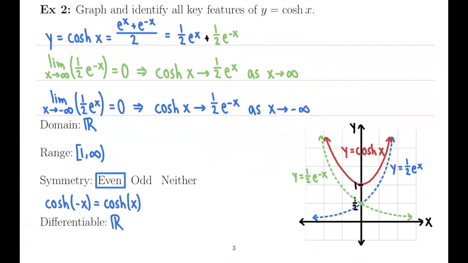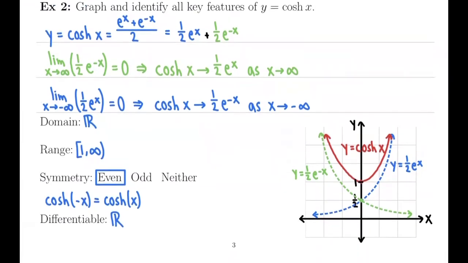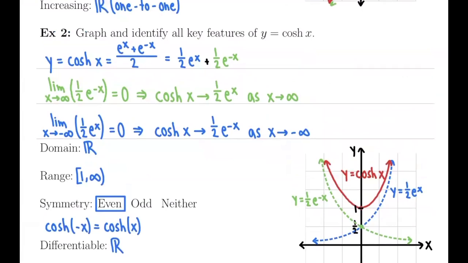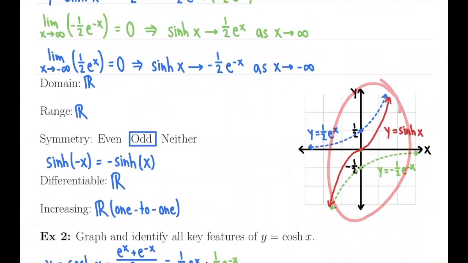All right, so you can see that the graphs of y equals cosh of x and y equals sinh of x are very different. And they're also very different from sine and cosine because they're not waves. And of course they're different from x cubed and x squared.